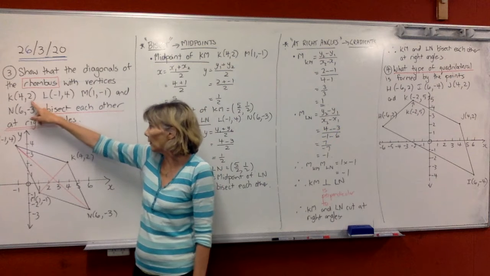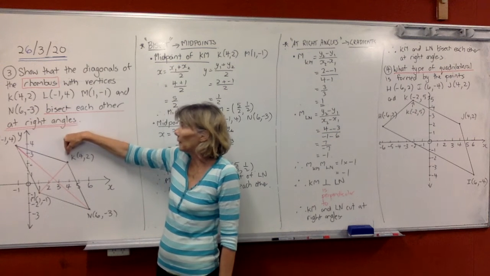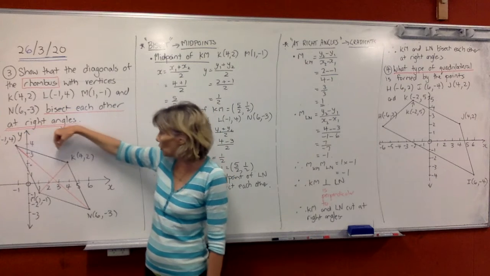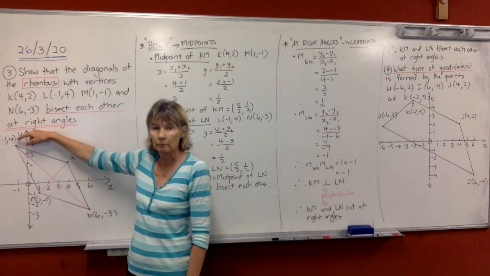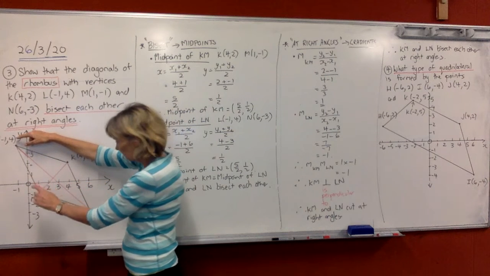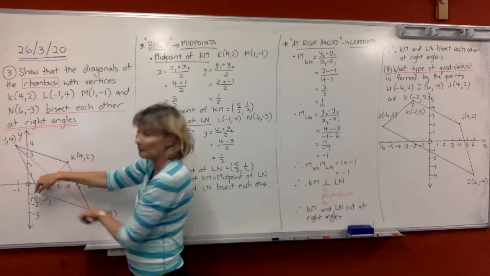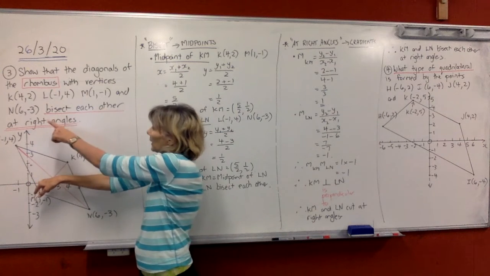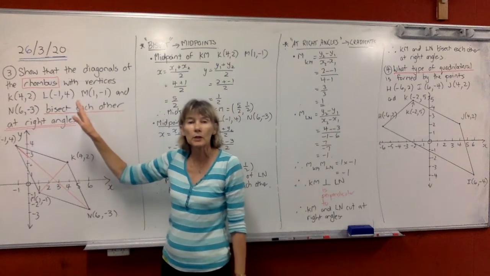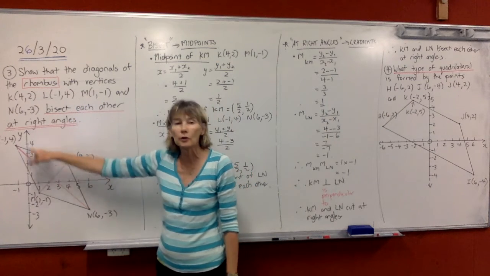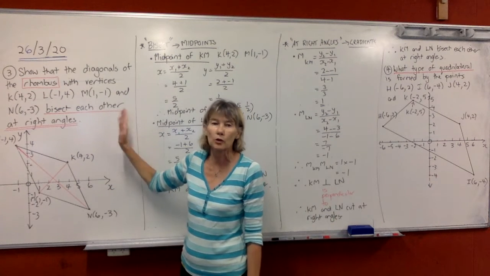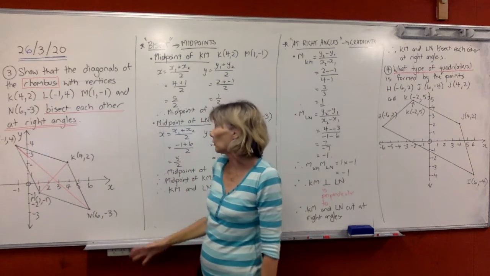Okay, so we're going to plot the point K, (4, 2), that's that one there. Then when you plot the point L, (-1, 4), you join K to L. Then when you plot M, (1, -1), you join L to M. Then when you plot N, (6, -3), you join M to N. So it goes in a cyclic order, so that you know how to join it is in the order that they've given you the points. It's like a join the dots when you were a little child.